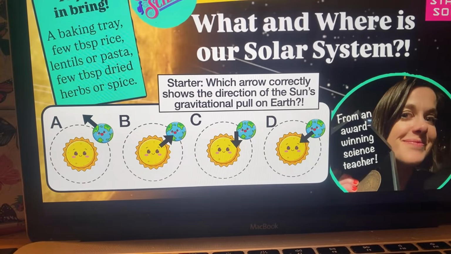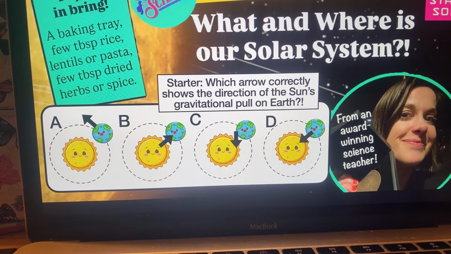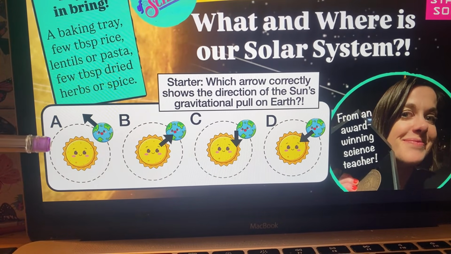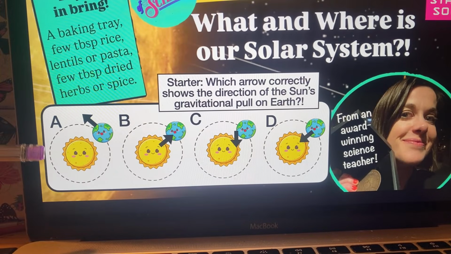Before we talk about the solar system, we need to talk about gravity, which holds the entire solar system together. And I asked you a question, which I asked them on Facebook yesterday. And like I say, I was delighted to see that a lot of them got it wrong. So let's see if I can teach you something as well. Which arrow correctly shows the direction of the Earth's gravitational pull on Earth?